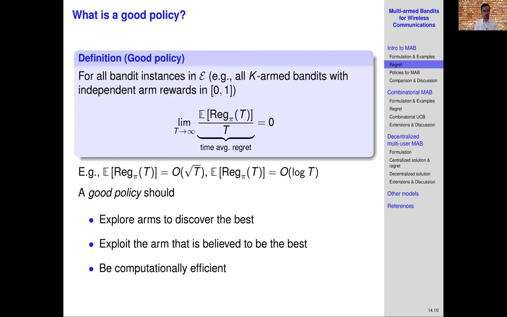In order to achieve small regret, a good policy should trade off exploration and exploitation. It should explore arms to discover the best arm. And at the same time, it should exploit the arm it believes to be the best to maximize its cumulative reward. Orthogonal to this, a good policy should also be computationally efficient, because these policies are deployed by users in the wireless scenario, on devices with limited computation and memory abilities.